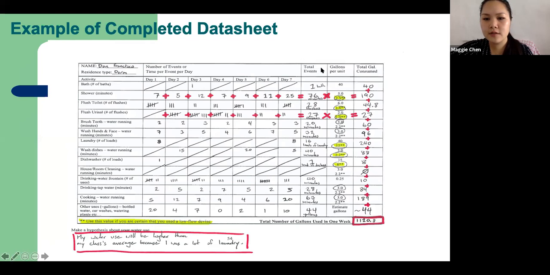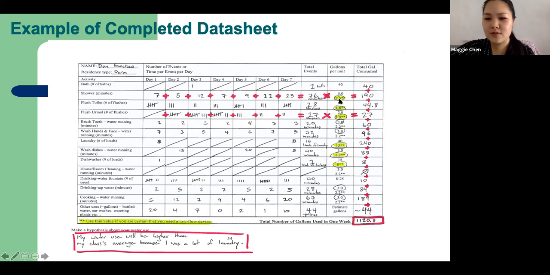And after the end of the week, before we meet for lab, you would add up your total events on the side here, and multiply this total events number by gallons per unit. For some of these gallons per unit boxes, there are two different numbers. The one with the asterisk at the bottom is for low flow devices. A general rule of thumb is that if it's been replaced within your lifetime, within however long you've been alive, it's a low flow device.